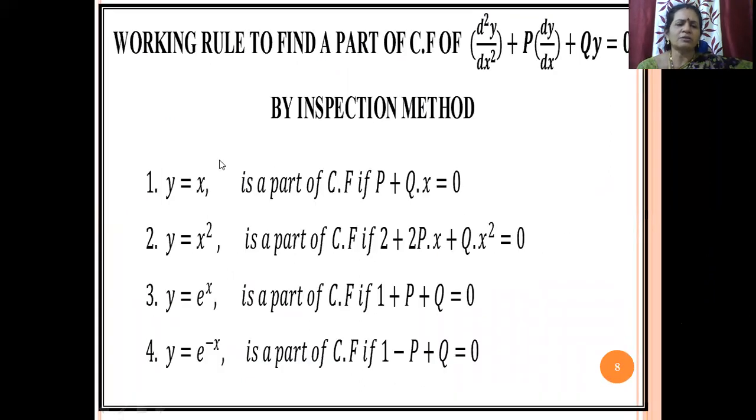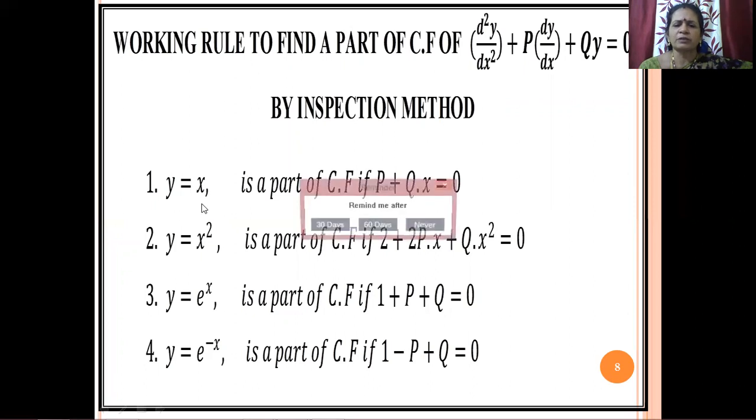Now coming to the working rule to find the part of the complementary function by the inspection method. Suppose we have a differential equation; using the inspection method, what are the working rules? Suppose y is equal to x is a part of the complementary function.